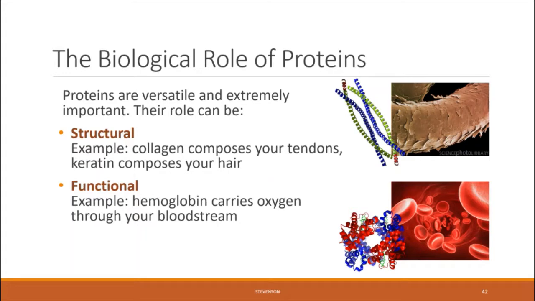They can also be functional, meaning that they can carry out a specific function within an organism. For example, hemoglobin is a very important protein that is responsible for carrying oxygen within your red blood cells through your bloodstream and to your organs and tissues. And then lastly, proteins can be catalytic. Most enzymes are made of protein. And what does that mean? What is an enzyme and what does it mean for them to be catalytic?